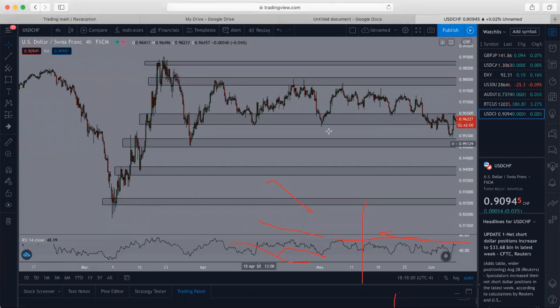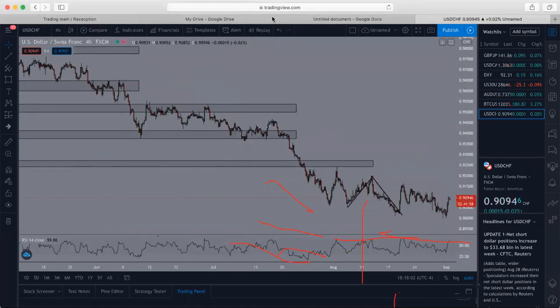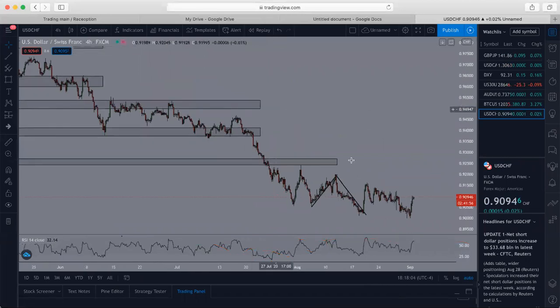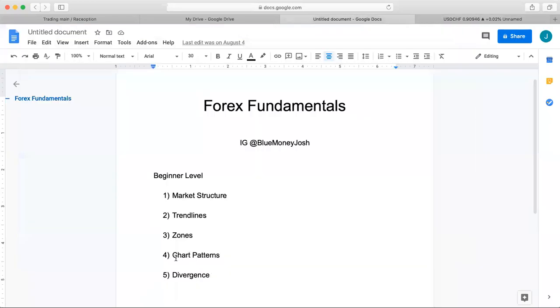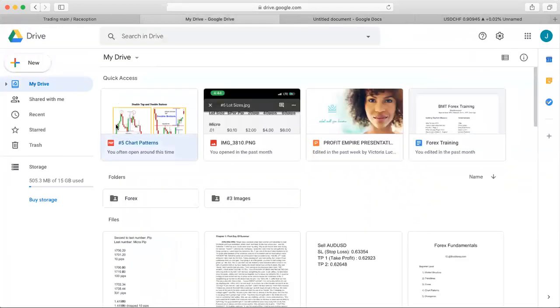Any questions on zones? All right, cool. Let's go on to the next one, which I believe is market, yeah, chart patterns. So chart patterns. Actually, I have a file for it. Where is it? Right here.